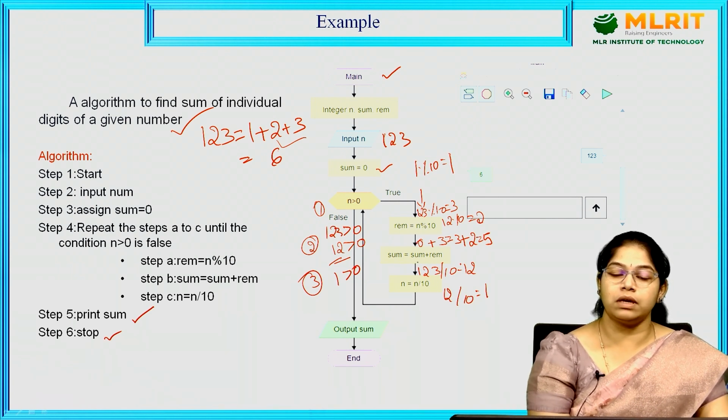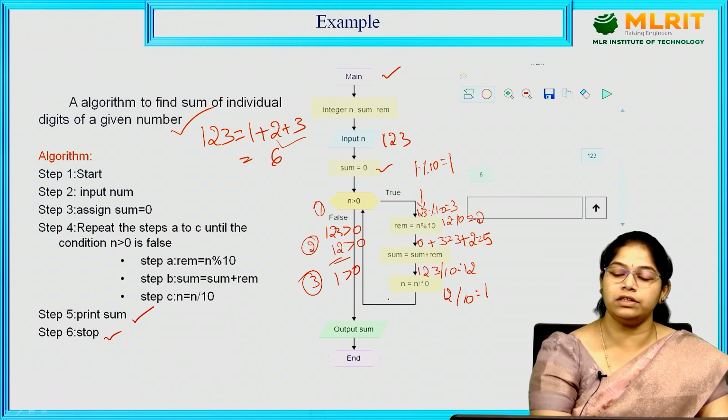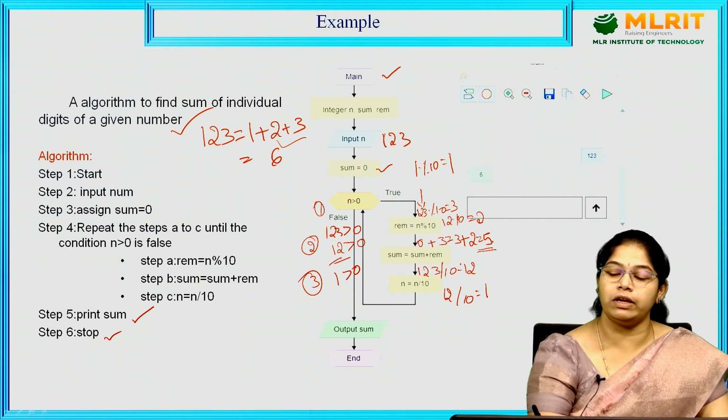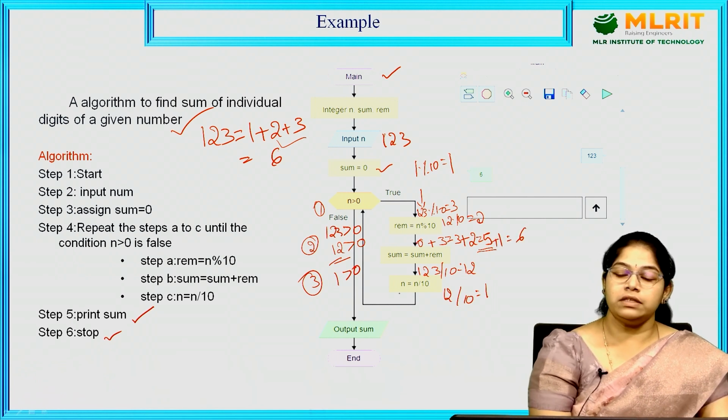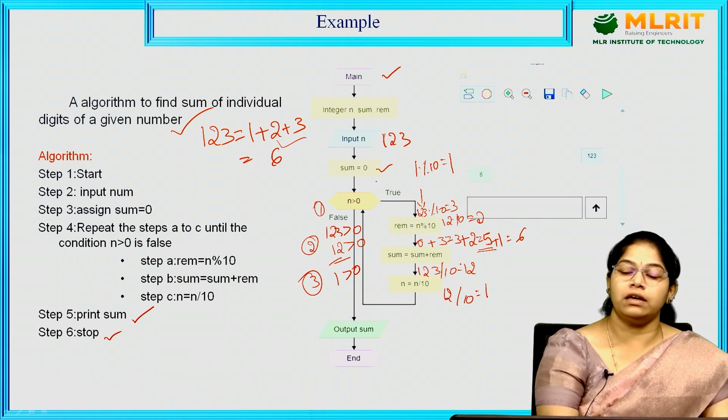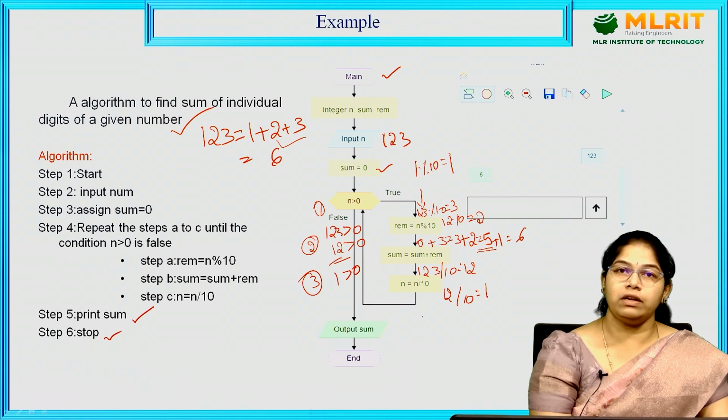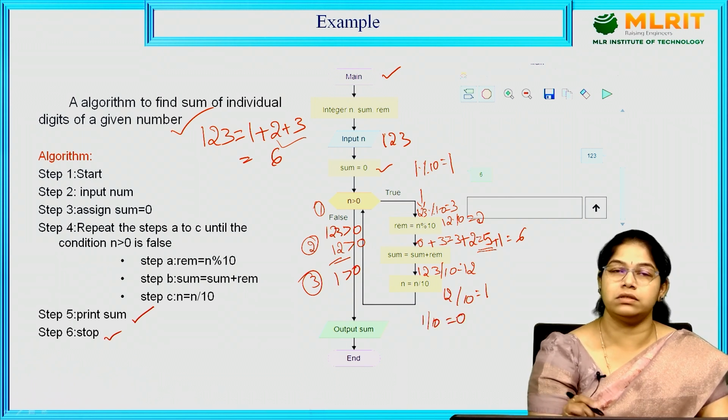Sum is equal to sum plus remainder. Already in the second iteration we have sum 5. So sum plus remainder: 5 plus 1 is 6. Now, n is equal to n by 10. We have to check this condition till the condition is false. Now the n value is 1 by 10, so the n value is 0.